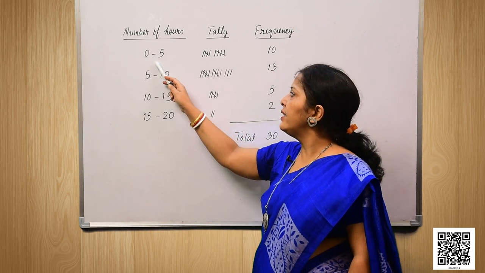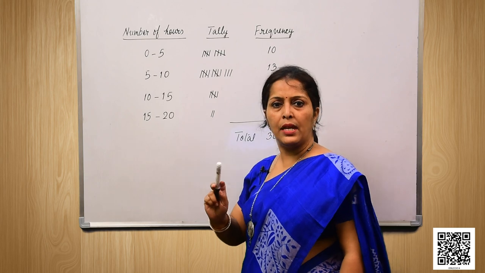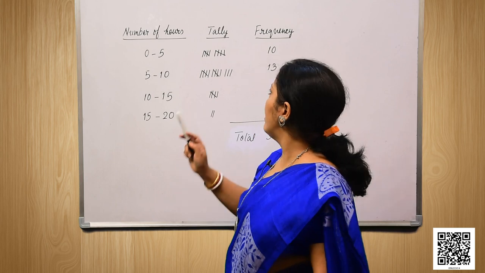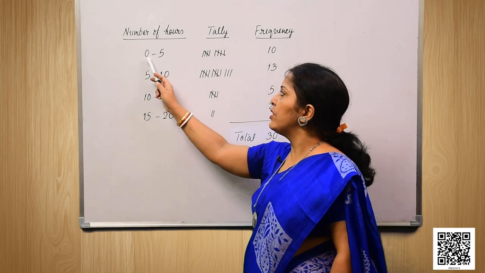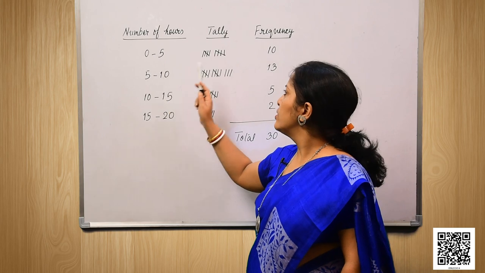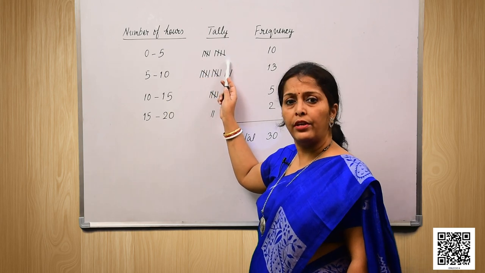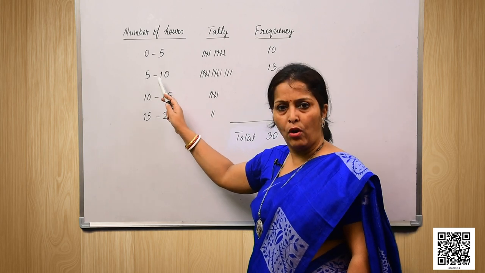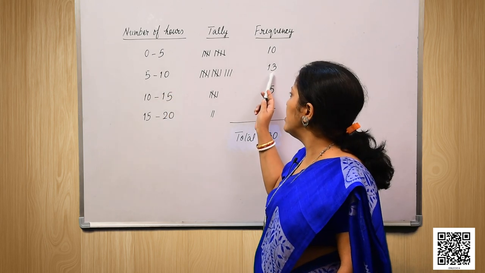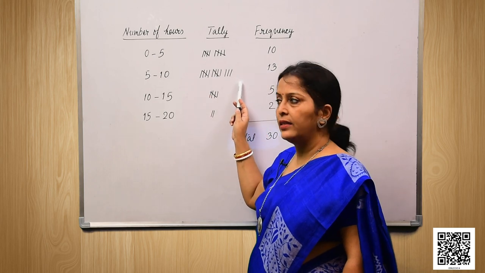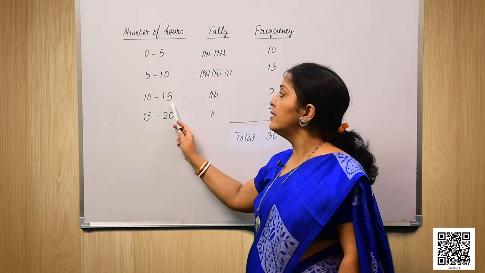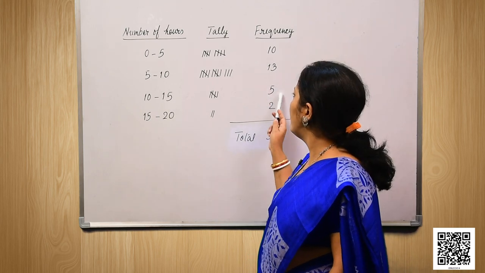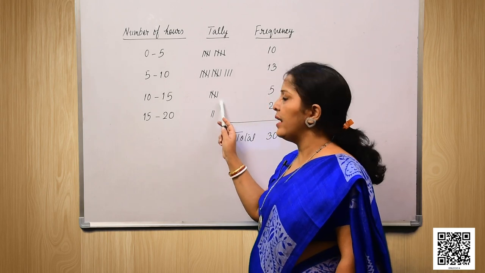Now we see that in the range 0 to 5, that means the numbers 0, 1, 2, 3 and 4, we have a total of 10 numbers between 0 and 4. So the tally is the same here, 10. Then in the range 5 to 10, which includes 5 but not 10, we have 13 numbers. So this is our tally. Then the next, that is the third row, we have 10 to 15 and we have a total frequency of 5. So the tally is this.